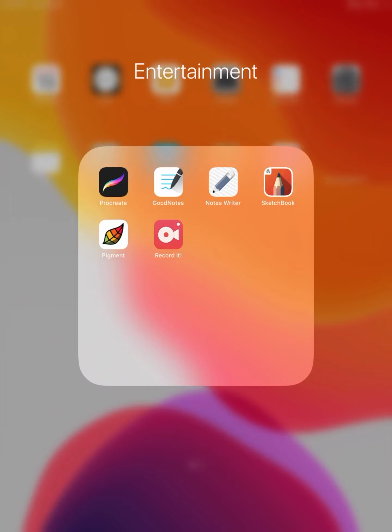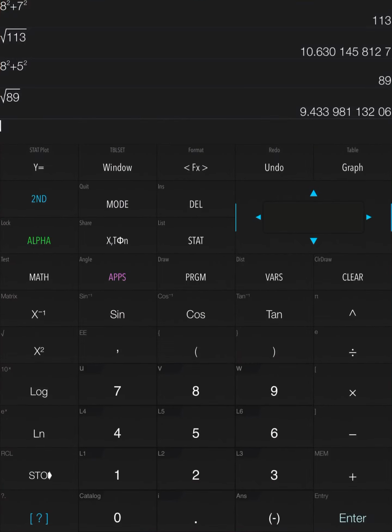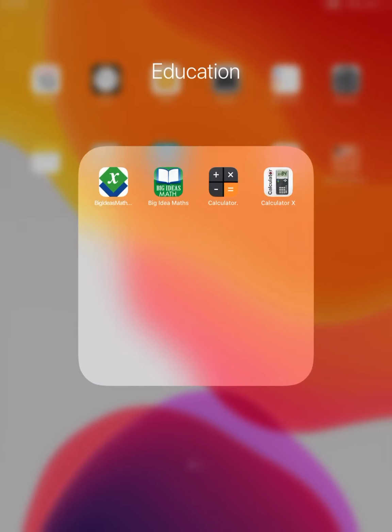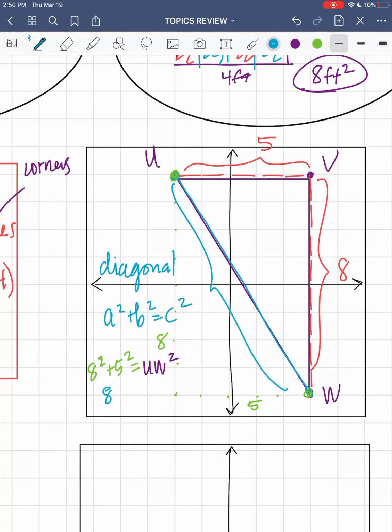I think I already did it in my calculator since this is my second take. Yes, 8 squared plus 5 squared, right up here. 8 squared plus 5 squared is, whoa. Look, I can type it in again. It will end up being 89. Okay, so 8 squared plus 5 squared is 89. So yeah, 89 equals UW squared.